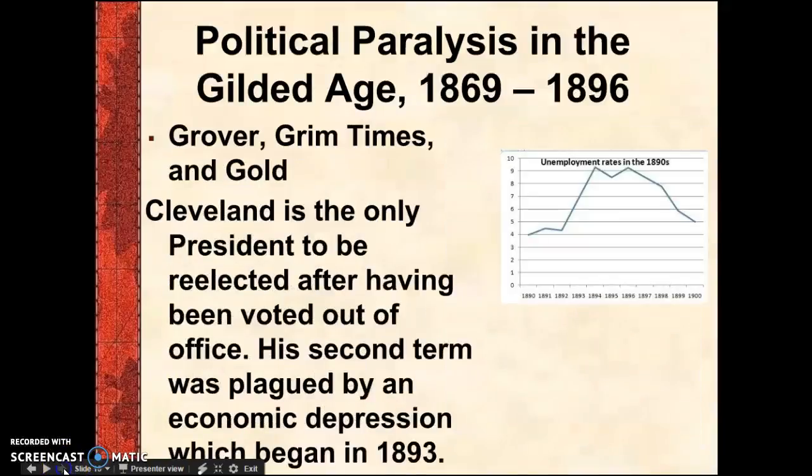Next slide. The next section is entitled Grover, Grim Times, and Gold. Cleveland is the only president to be reelected after having been voted out of office. He was reelected in 1892. His second term was plagued by an economic depression which began the next year in 1893. This chart shows how unemployment went up rapidly and remained rather high during much of the remainder of the 1890s.